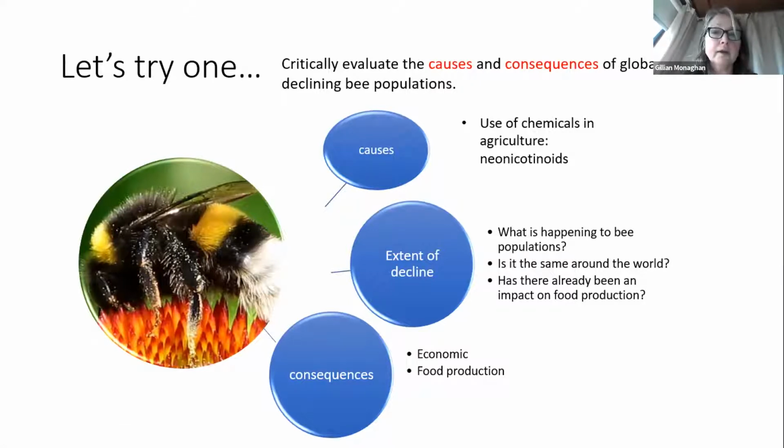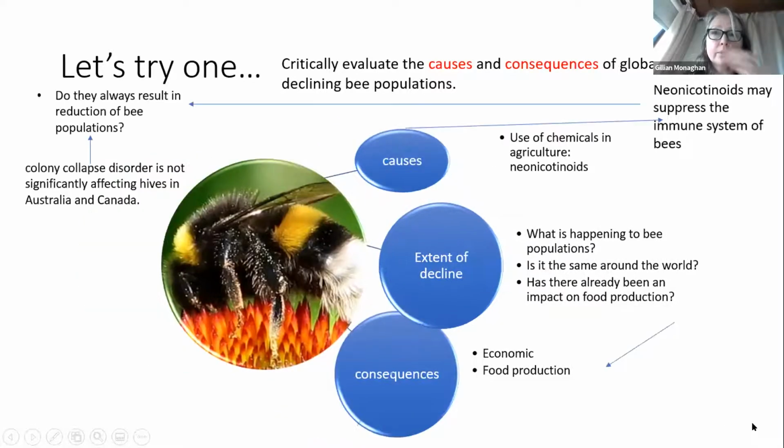Because although I don't know the answers to those questions, I do know that there's a relationship between bees and food. Bees pollinate our food. So this is me just getting out of my brain what I already know. So the consequences I am assuming would be economic and food production. So I know a bit, but I need to know some more and I need to do some reading.